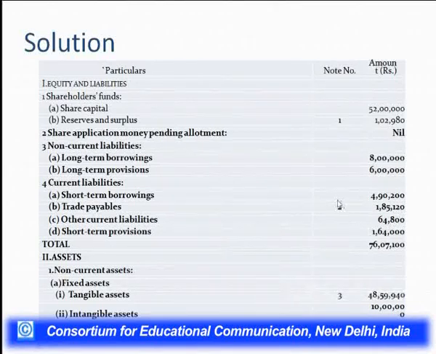1,85,120. So this should be shown in the notes, and this total value, because we could have more items. Here it was only 2 items, it was a small case. So all those should be clubbed together and should be shown as one single value under the amount column, right. The third item is other current liabilities.